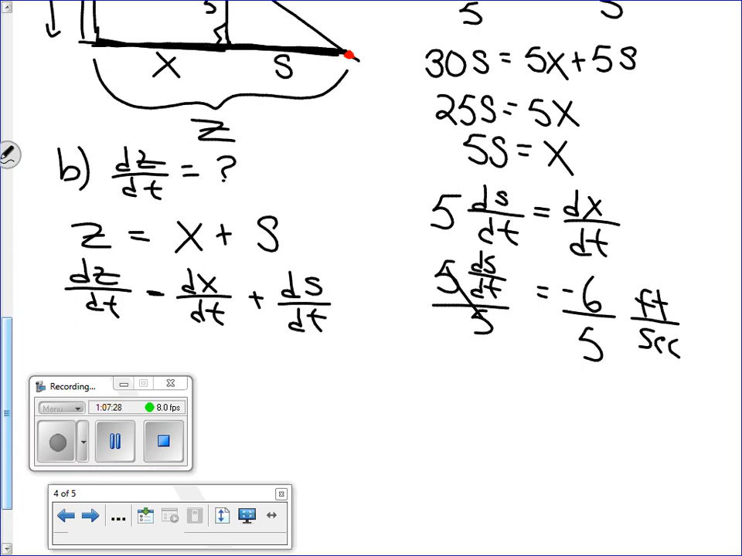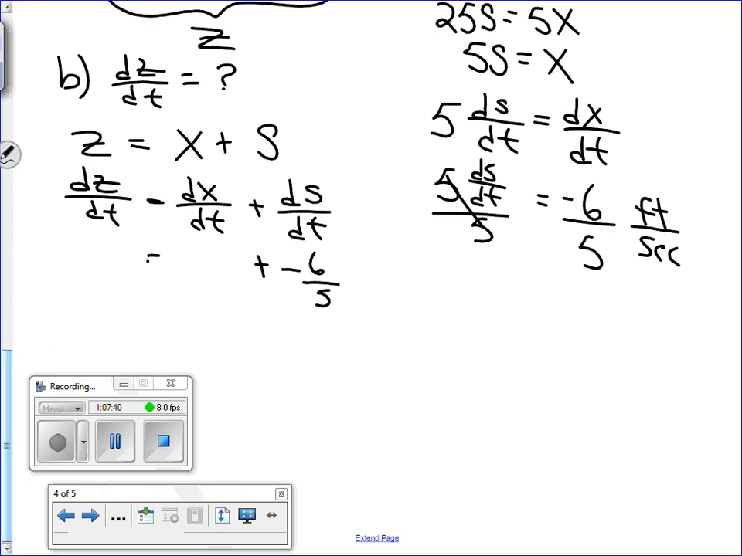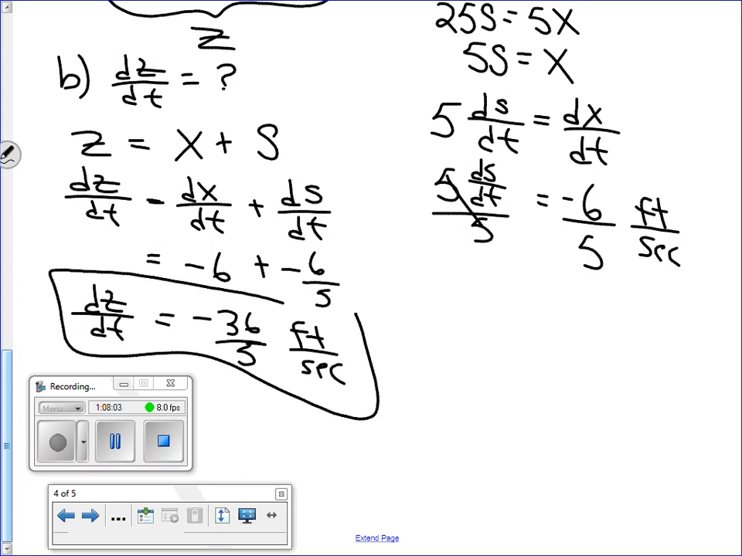If you remember, we just figured out ds/dt was -6/5, and dx/dt was -6. So that's -30/5 minus 6/5, which is -36/5. And again, z is a length, measured in feet in this problem, so that would be feet per second. And that is it.